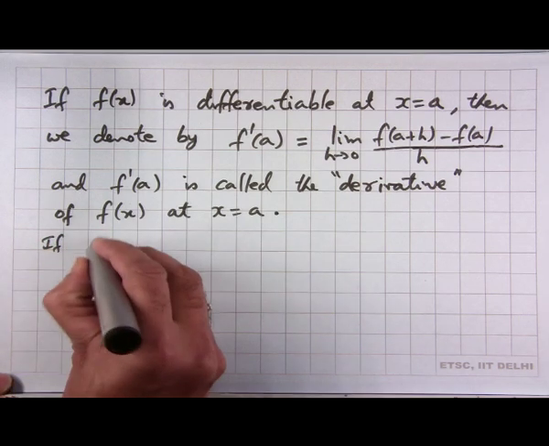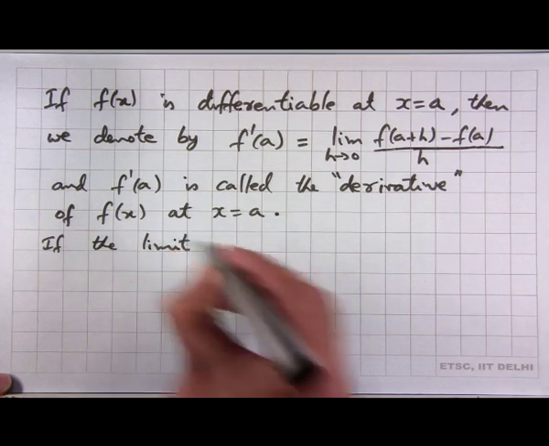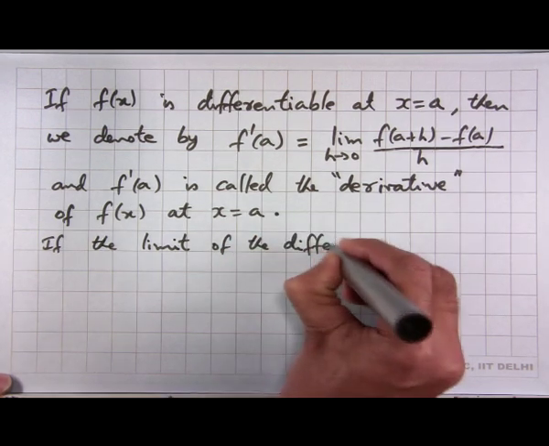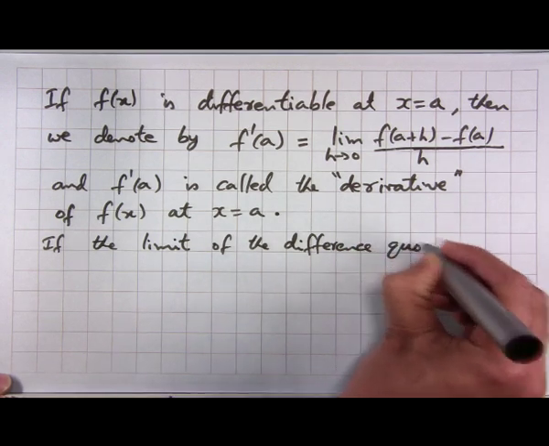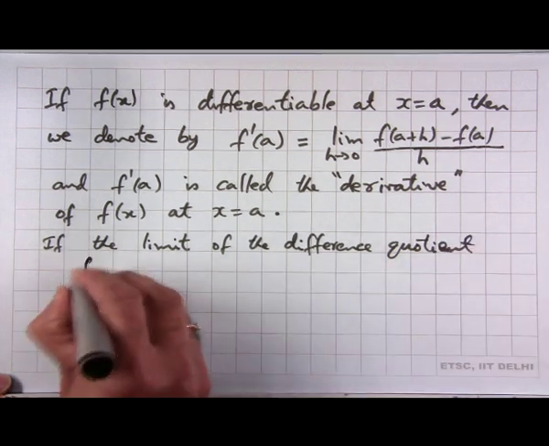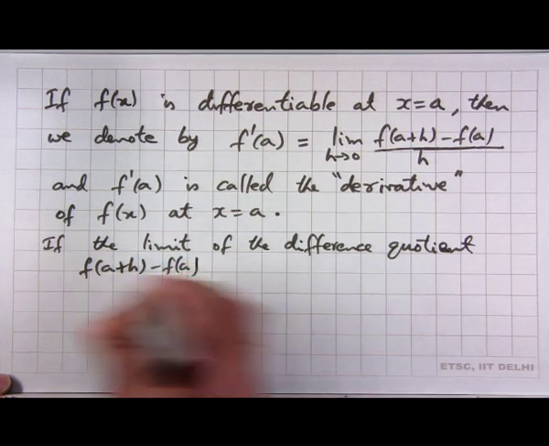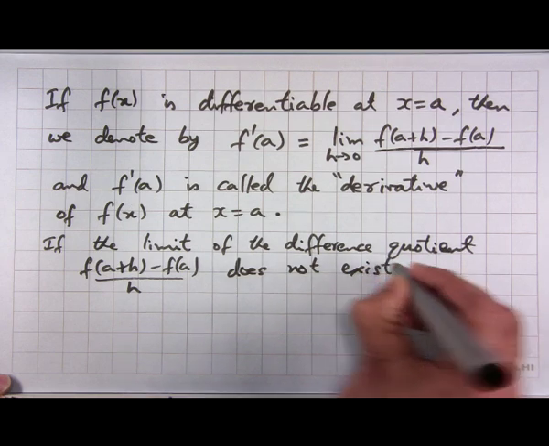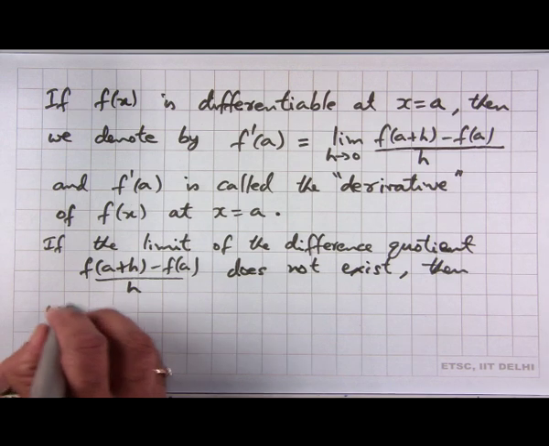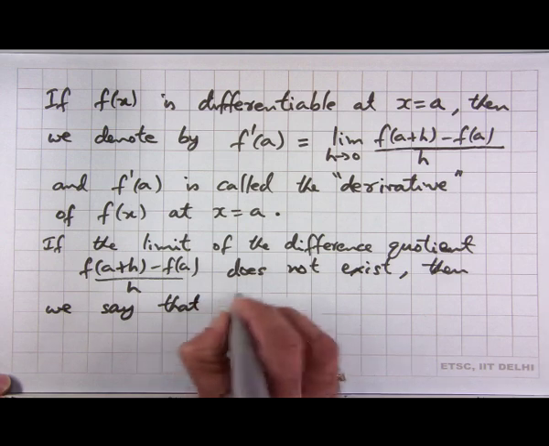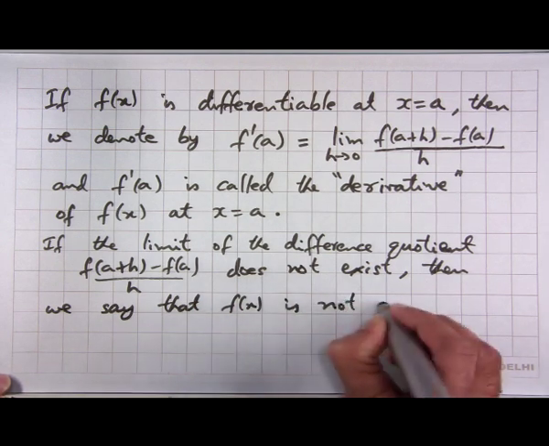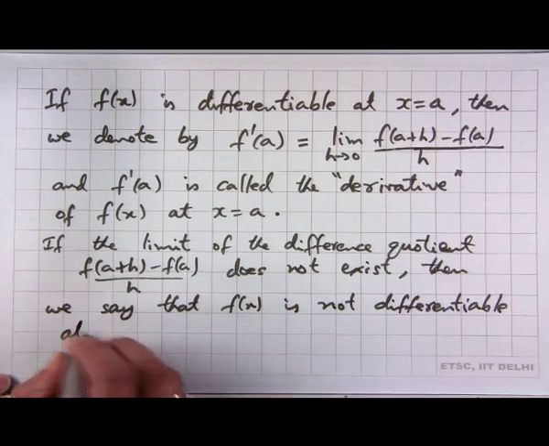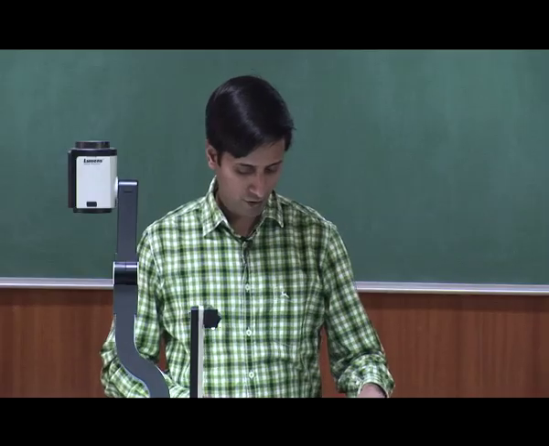If the limit of the difference quotient, which is f of a plus h minus f of a by h, does not exist, then we say that f of x is not differentiable at x equal to a. Now, let us look at some examples.